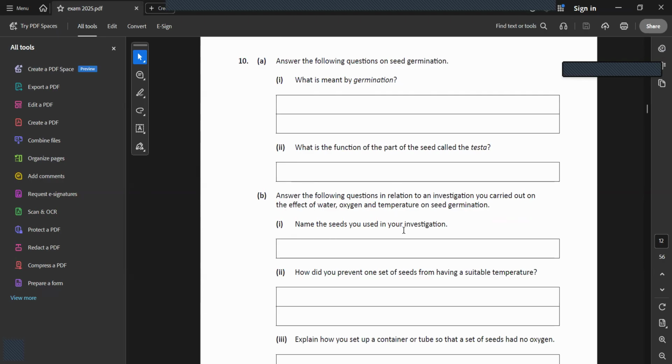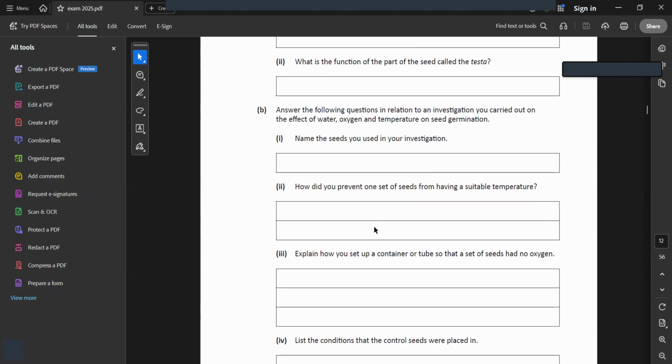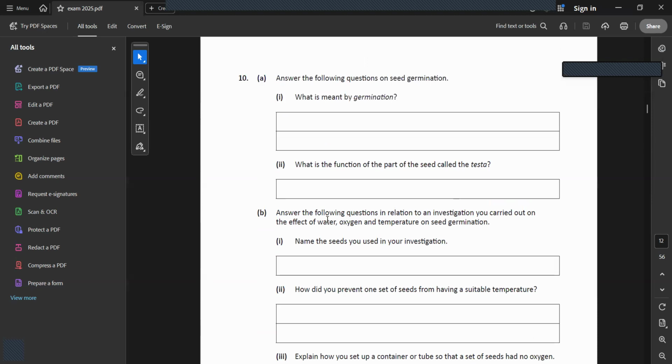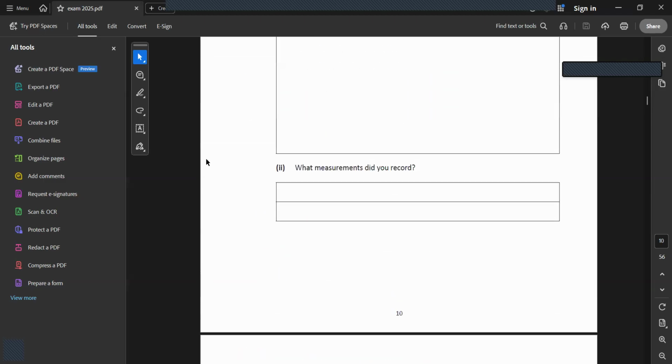Answer the following, name the seeds. Oh, this is naming. It doesn't have to do with labeling or drawing. I'm not good at drawing, for example. So I'm going to choose this section. So what questions am I going to choose in this case? I'm going to choose question number 10. I'm going to choose question number 8.